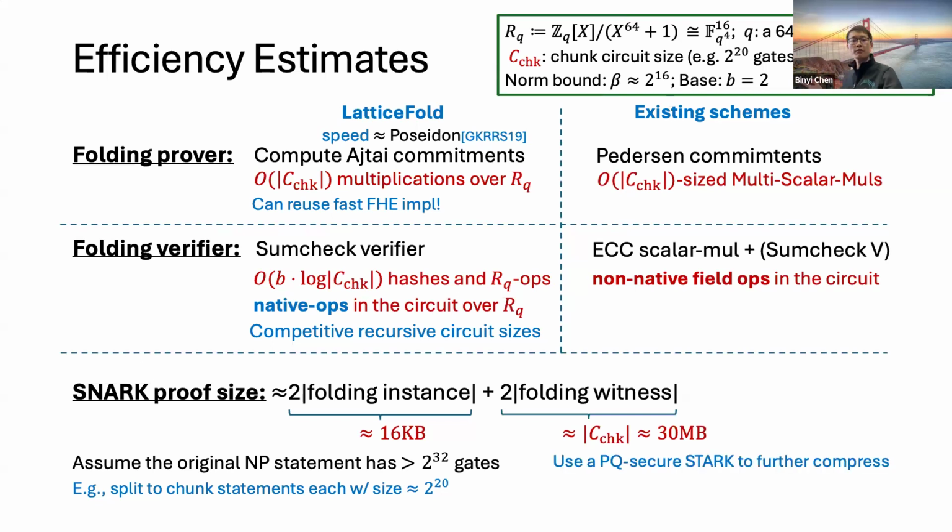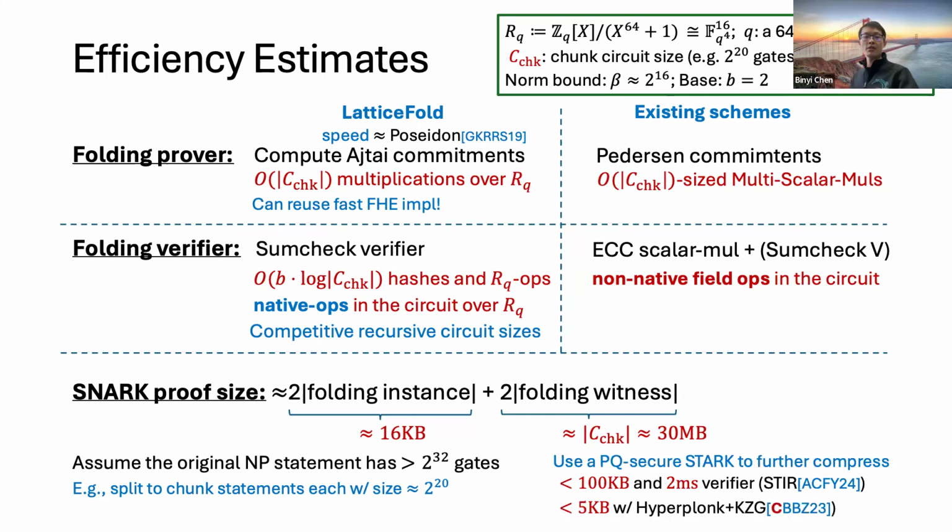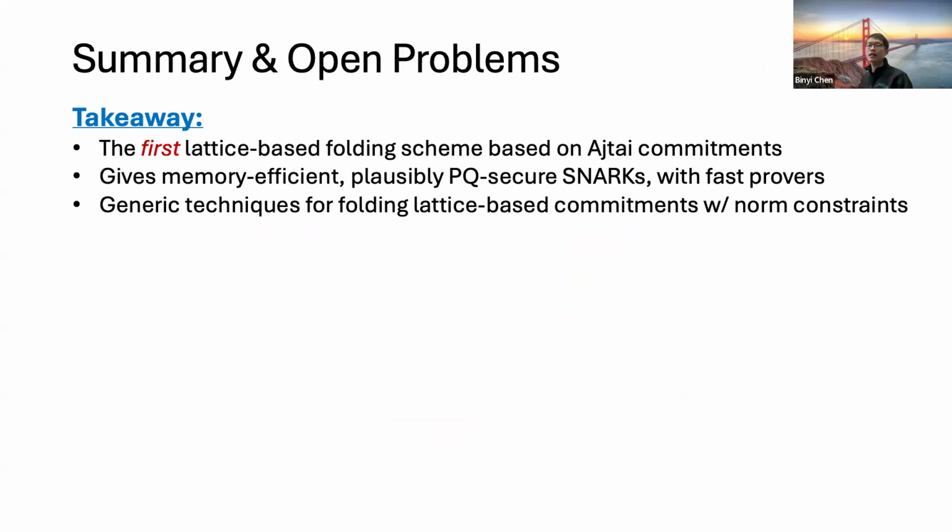And if you use, for example, a post-quantum secure SNARK for that, then you obtain a proof size of less than 100 kilobytes and it takes less than 2 milliseconds to verify. And if you don't care about post-quantum security, you can do even better. You can use some KZG-based scheme to make the proof size as small as 1 to 5 kilobytes, which is even better. Okay, so that's basically it. The key takeaway here is that we introduced this first lattice-based folding scheme based on Ajtai commitments that leads to memory-efficient post-quantum secure SNARKs that have a blazingly fast prover, small proof sizes and a cheap verifier.